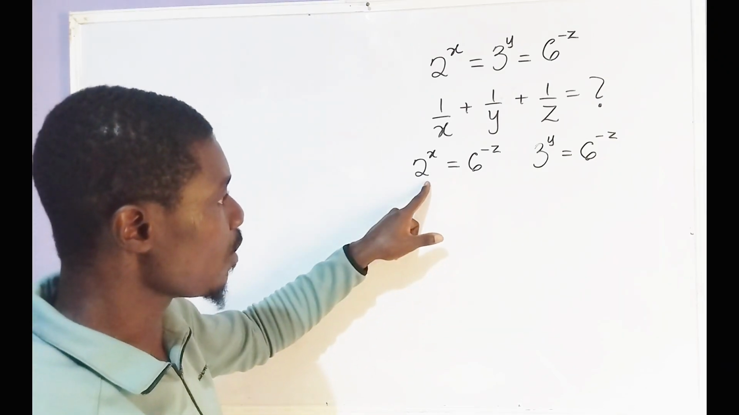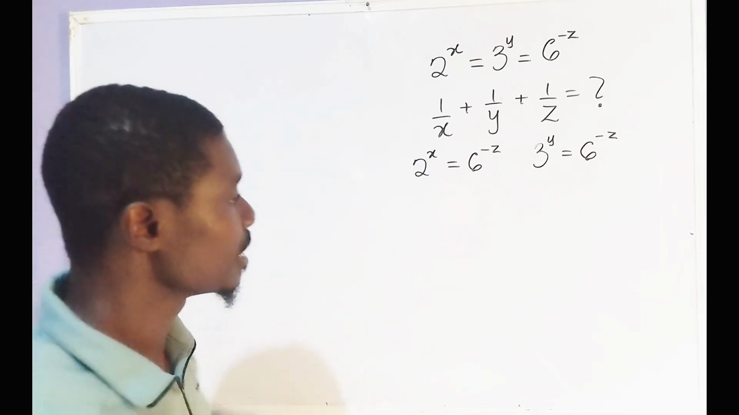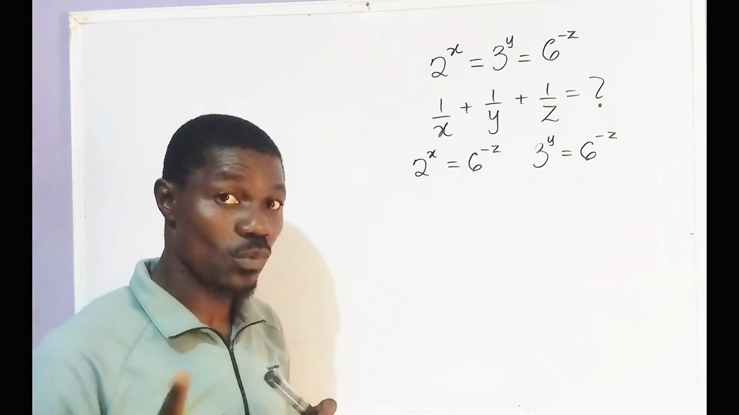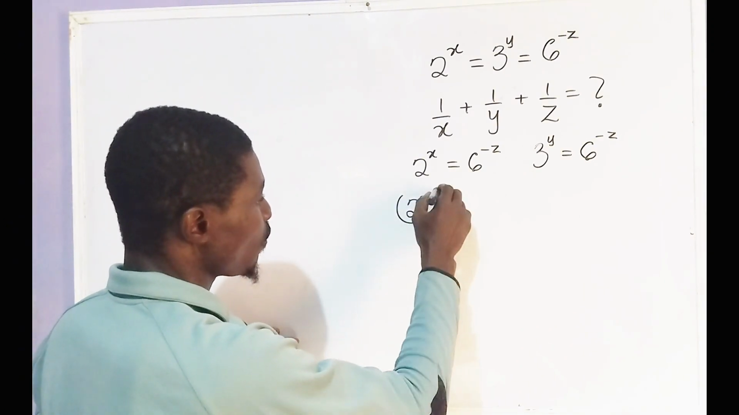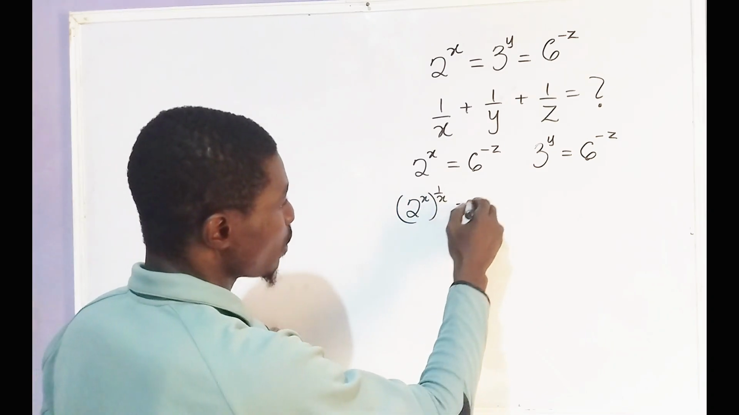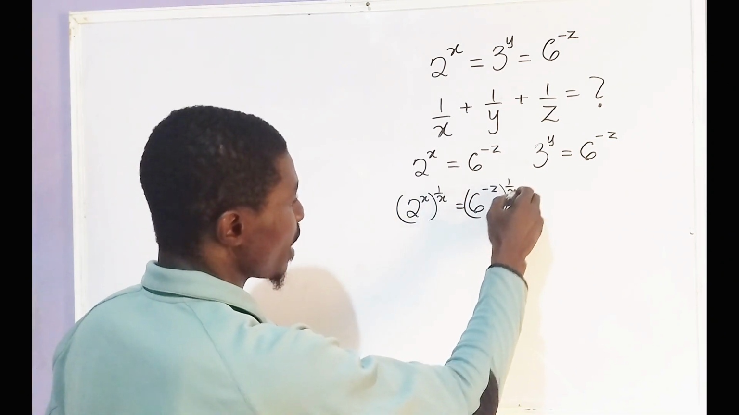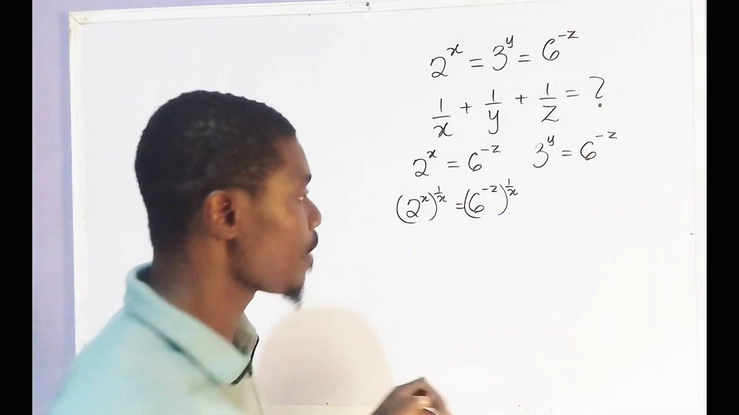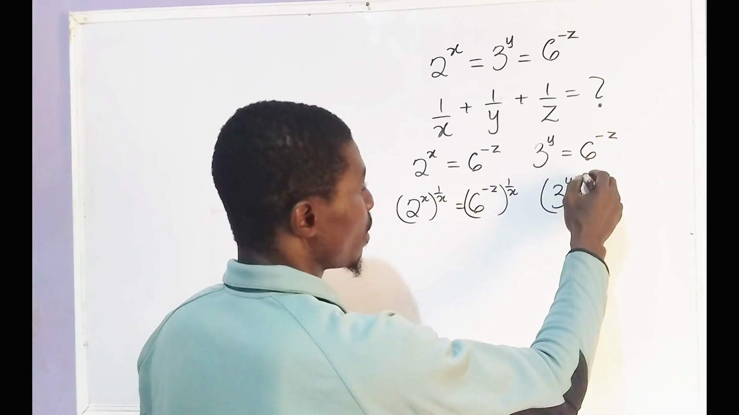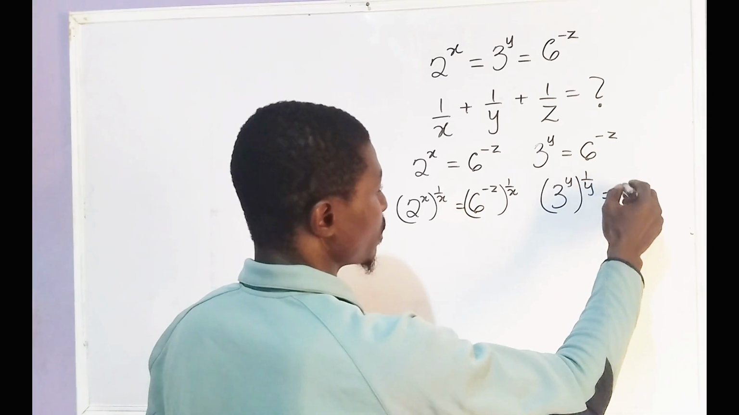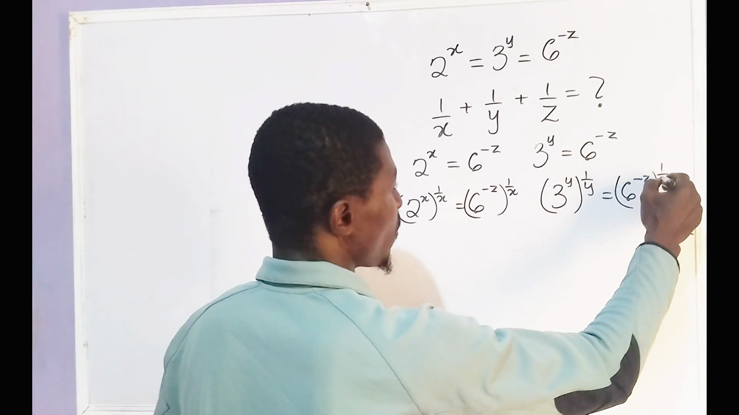Now let's raise this to the power of 1 over x. Why I'm doing this is to eliminate x and to generate 1 over x. So here we have 2 raised to the power of x, all raised to the power of 1 over x, equals 6 raised to the power of minus z, all raised to the power of 1 over x. Let me also apply the same rule here. We have 3 raised to the power of y, all raised to the power of 1 over y, equals 6 raised to the power of minus z, all raised to the power of 1 over y.